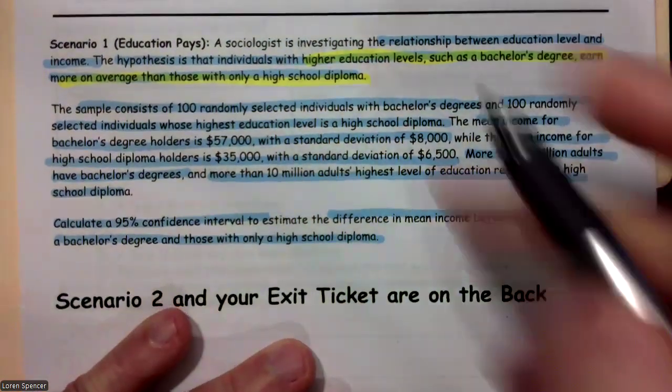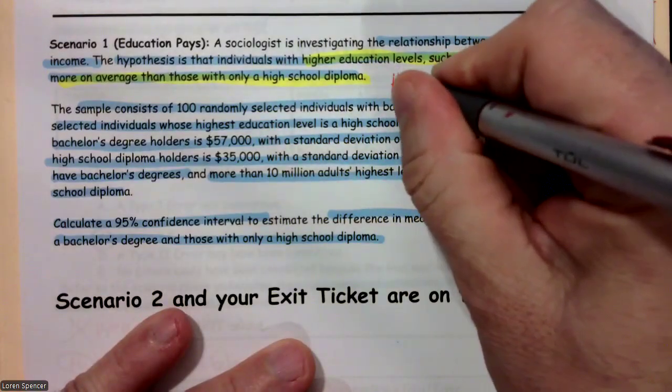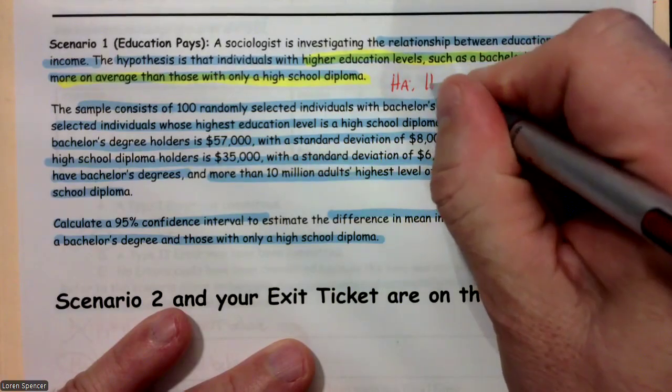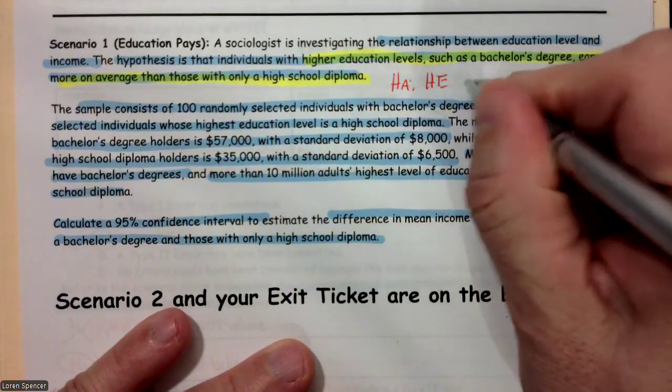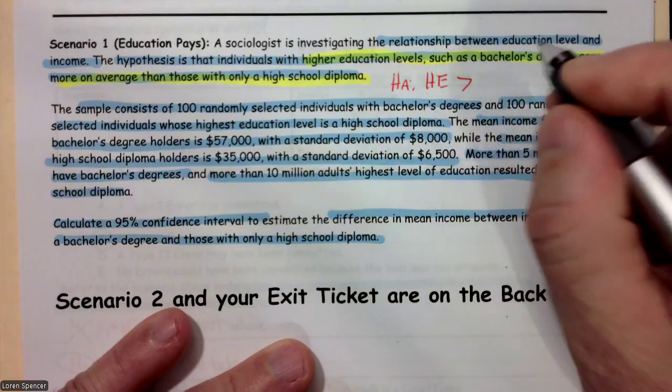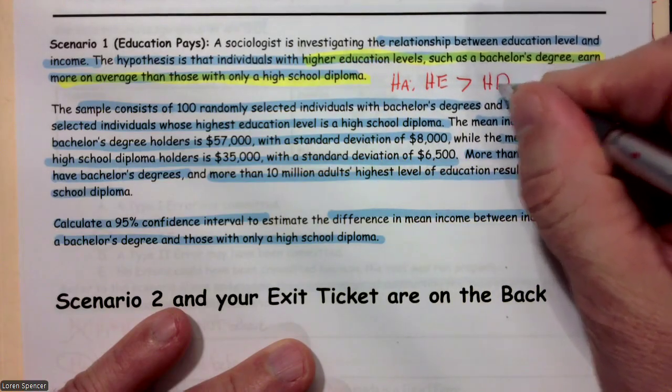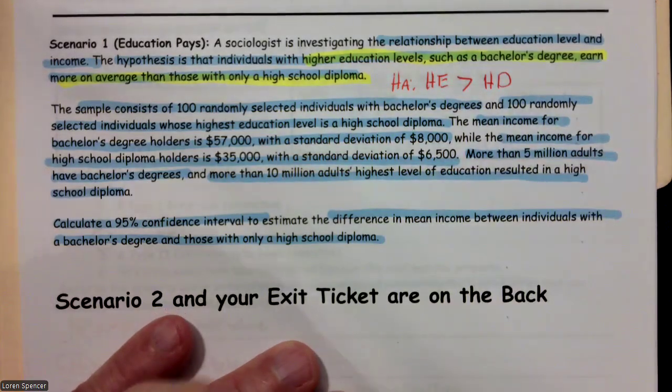So it looks like to me our HA is going to be higher education, more income than just a high school diploma. And I put HD for high school diploma.